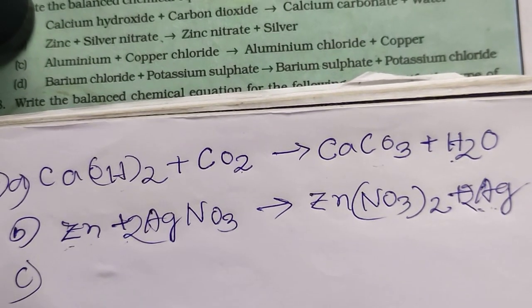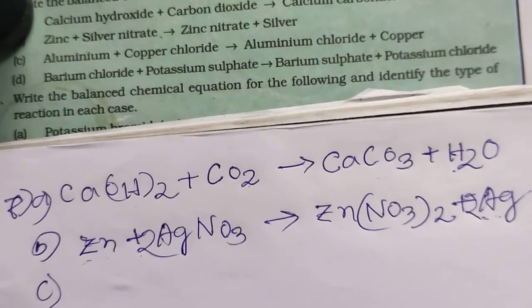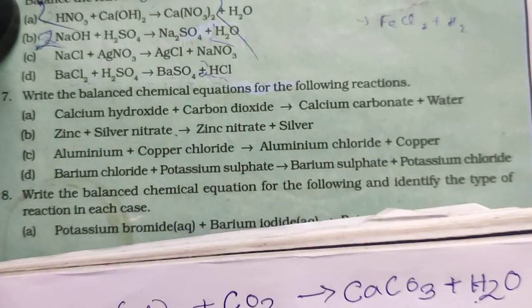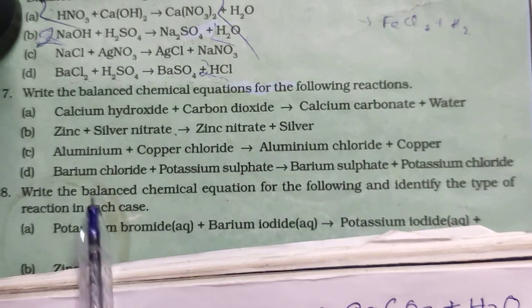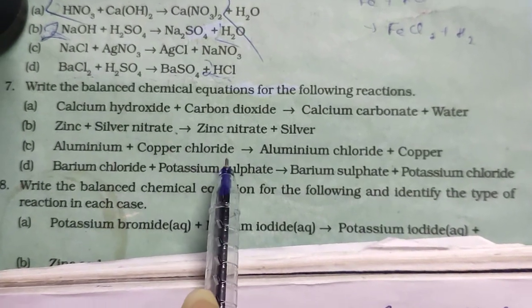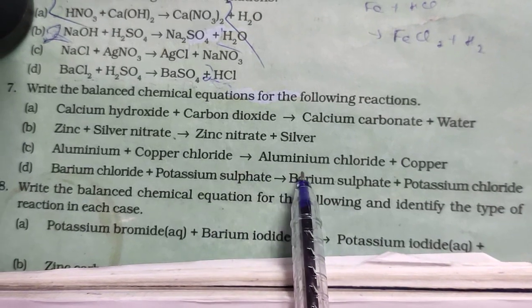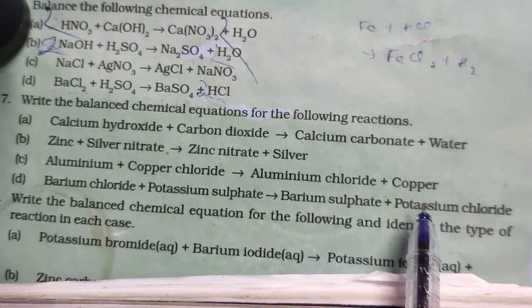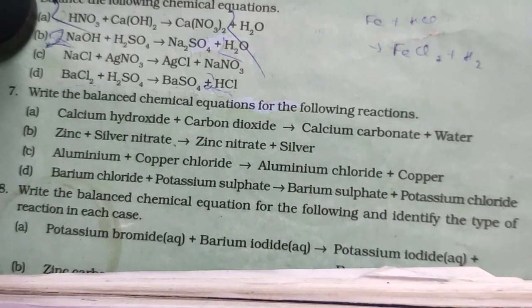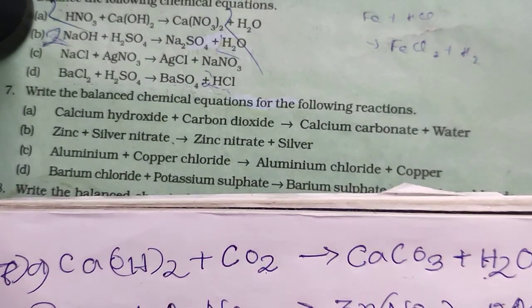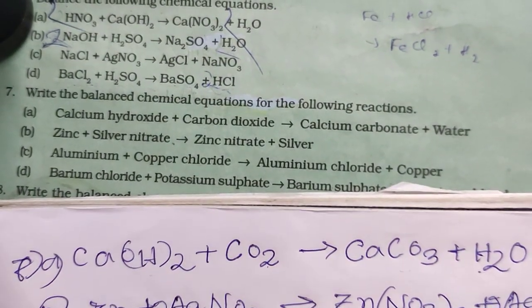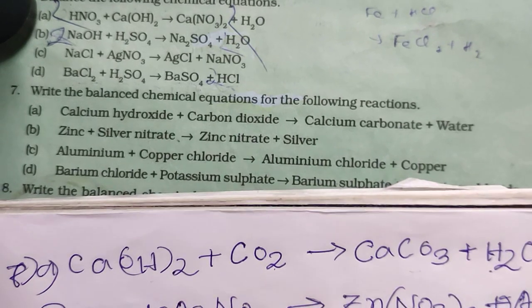Next, go to the next question, question number C. In question number C, you see aluminium plus copper chloride, which forms aluminium chloride and copper. So the symbol for aluminium chloride will be, aluminium plus copper chloride.